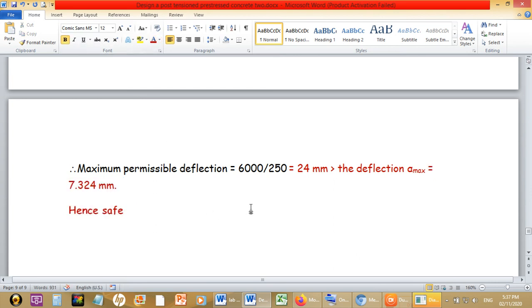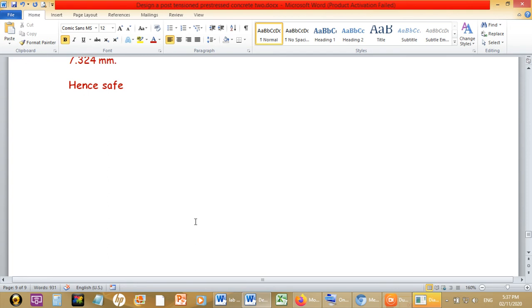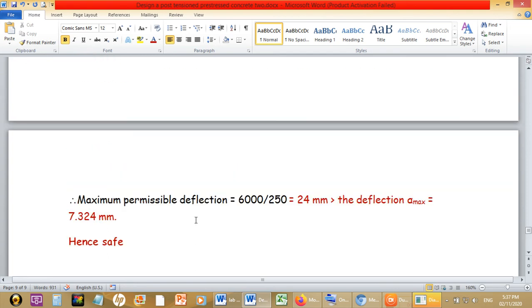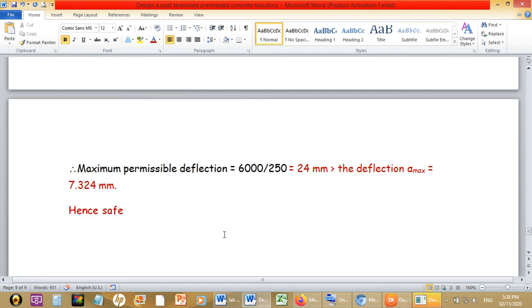Hence what comment can we make? The maximum permissible deflection is greater than the actual deflection, hence the given structure is safe against deflection. In this way we have taken all the checks and our structure is satisfying all of them, and here we completed the design of the two-way post-tension slab. Thank you.